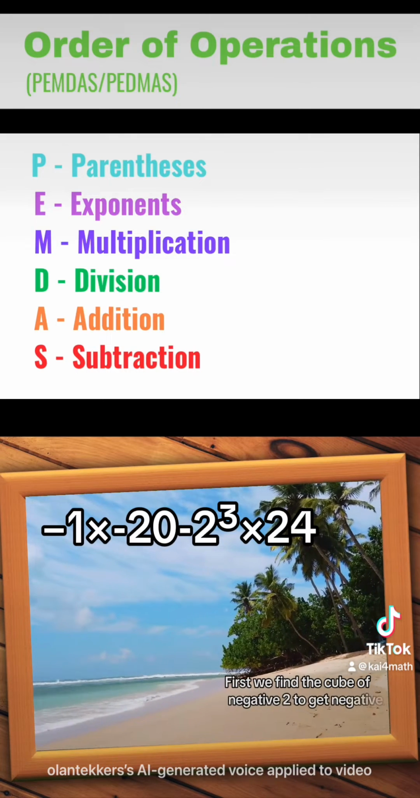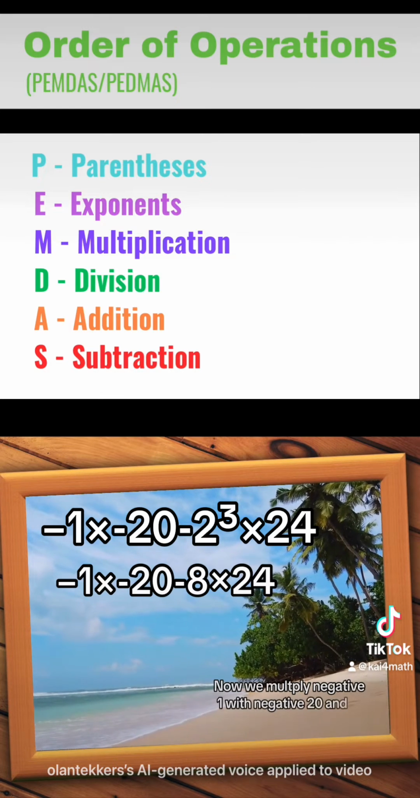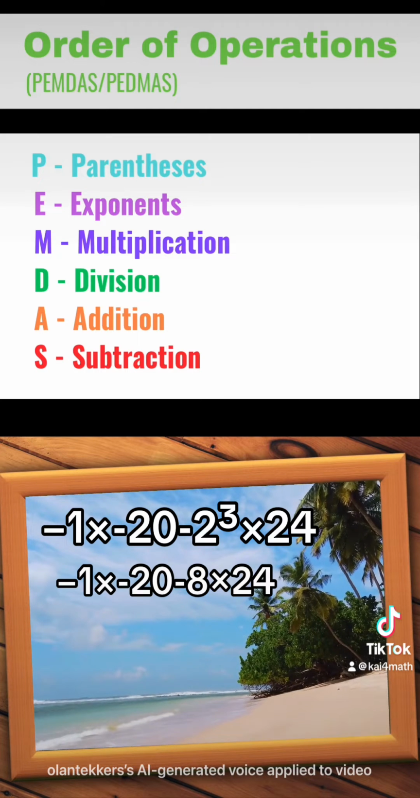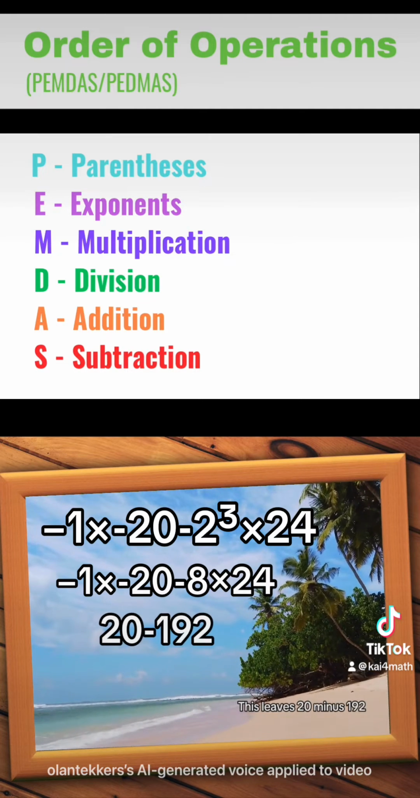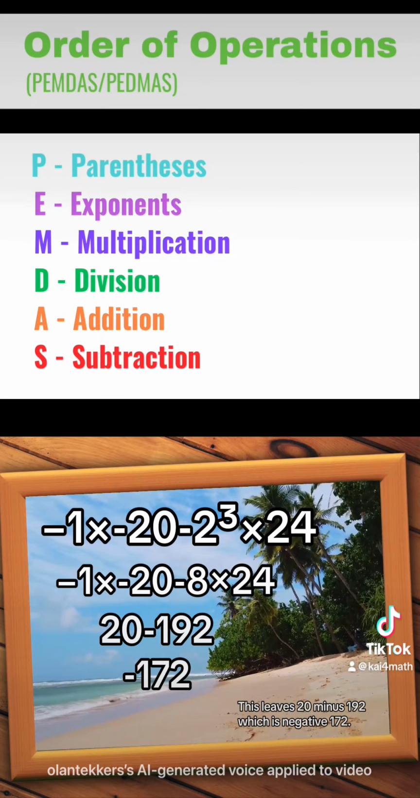First we find the cube of negative 2 to get negative 8. Now we multiply negative 1 with negative 20 and negative 8 with 24. This leaves 20 minus 192, which is negative 172.